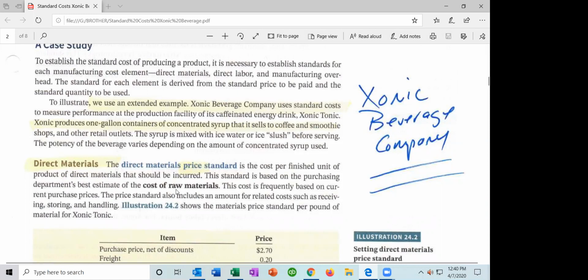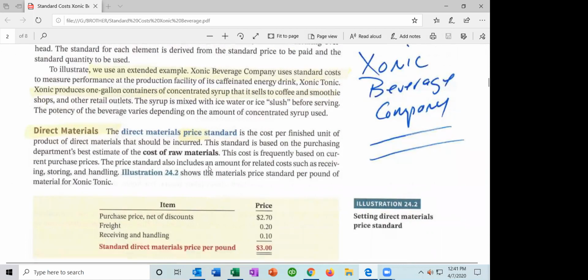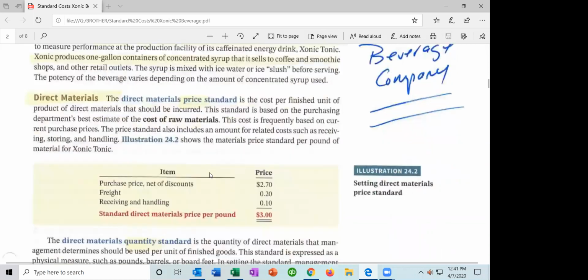Let's take a look. Direct materials. The direct materials price standard is the cost per finished unit of product of direct materials that should be incurred. This standard is based on the purchasing department's best estimate of the cost of raw materials. This is their price standard here in the yellow box. Purchase price, $2.70 per pound. Freight and receiving and handling.